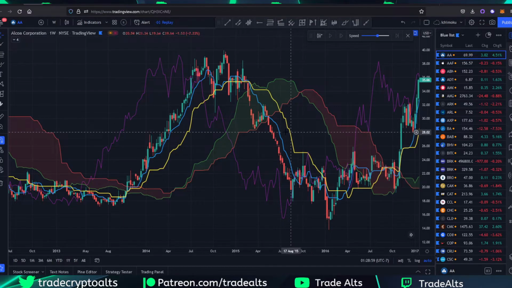Alcoa is one of those that seems to give you pretty clean trades. And here's your first one, right? If you're sticking just straight to price being above cloud, obviously here is going to be your first potential entry.